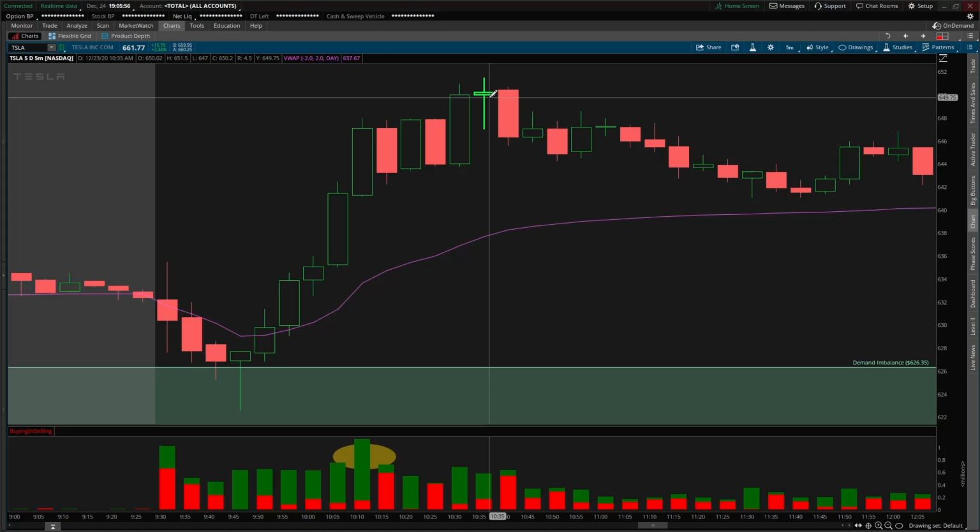And hey, maybe not focus on the long, maybe get long on a pullback, but I'm not going to buy a continuation play to the upside because buyers aren't getting very strong here. They cannot continue it to the upside.